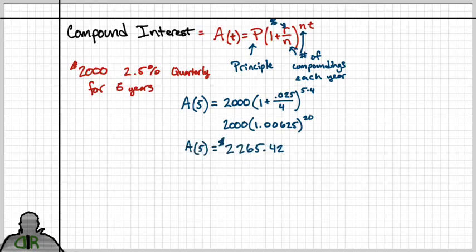$2,265.42. So that means that this particular loan would have grown by $265.42. So if you were to borrow this $2,000, by the time you have to pay it back, you would have paid back $2,265.42. That's the idea here. It's a little bit more basic than what you'd find in an education loan or something, but you'll get the idea. So this is how a compound interest equation works.